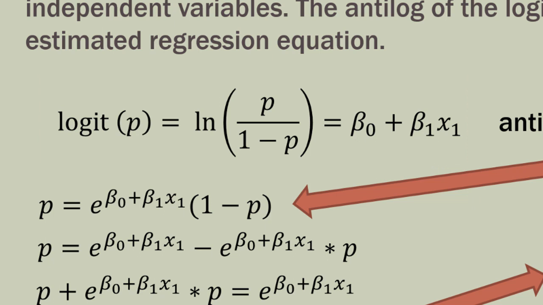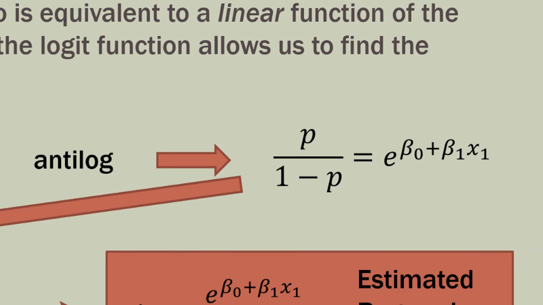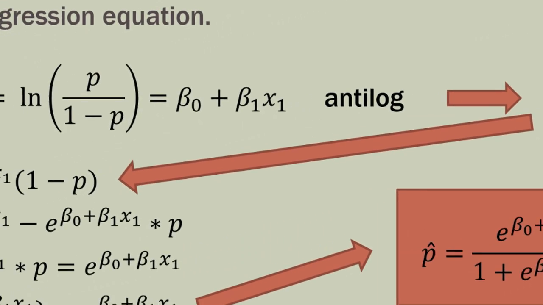Now the goal here was to solve for p, because remember, in the end, what we're trying to do is find the probability of an event given a certain value set for the independent variables. So we take the anti-log of everything over here on the left, and we have p divided by 1 minus p equals e raised to the power of the linear function of the independent variables. So all we're doing here is some algebra. We're solving for p.